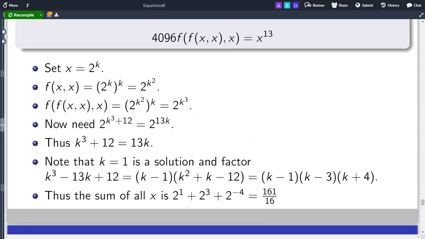Yeah, did somebody have a question? Yes, probably. PUMaC asks for integer answers, so the answer would probably be 177, but that's fine.